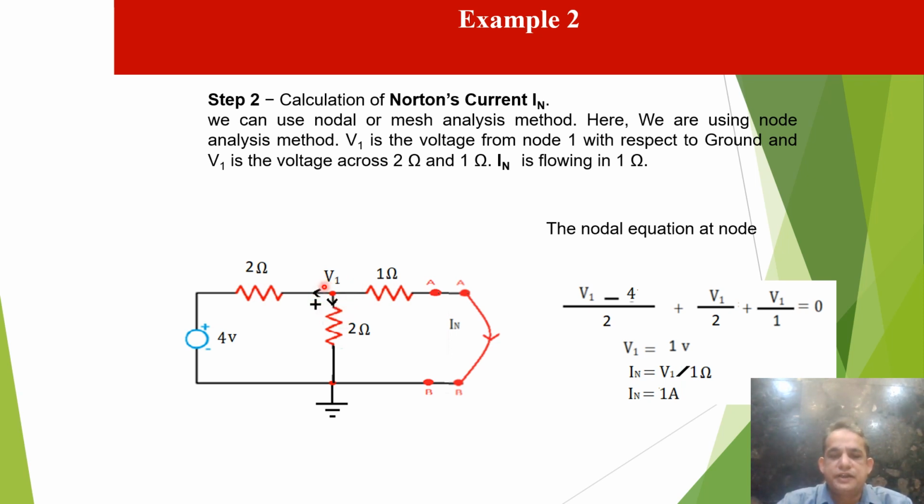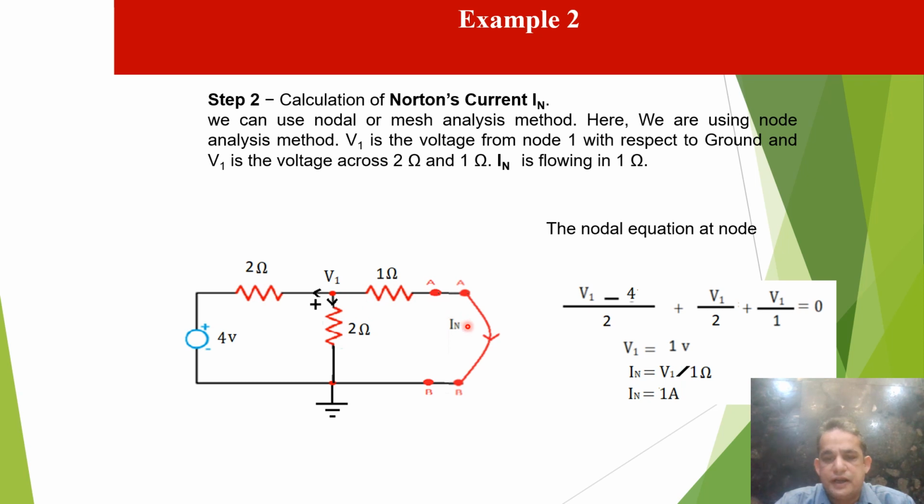V1 is connected to 3 branches, so we write the equation in 3 terms. The equation is V1 minus 4 upon 2 for the first branch, V1 upon 2 for the second branch, V1 upon 1 for the third branch. Here IN, the Norton current, is flowing in the 1 ohm. Here we calculate node voltage V1. V1 is equal to 1 volt through this equation.